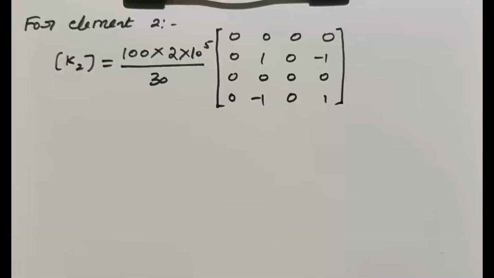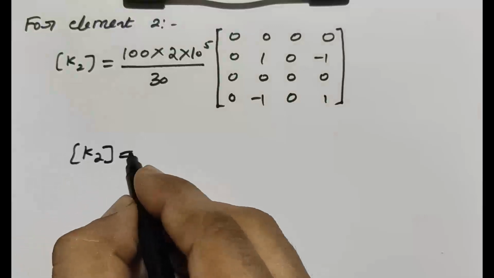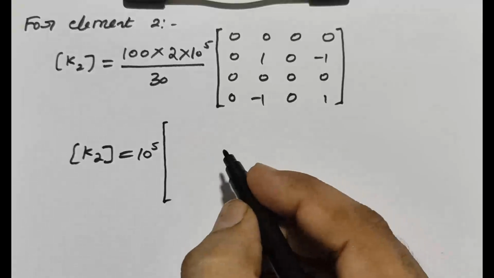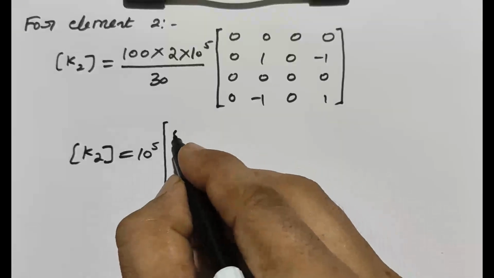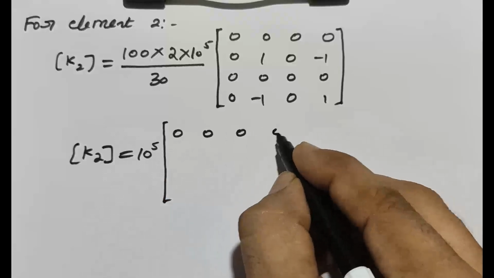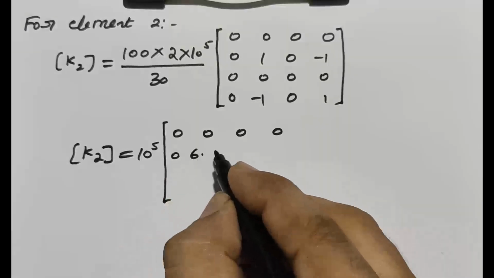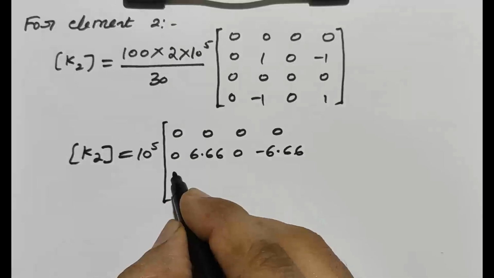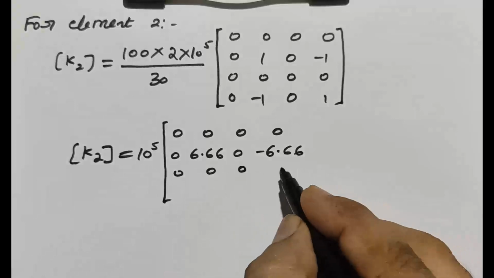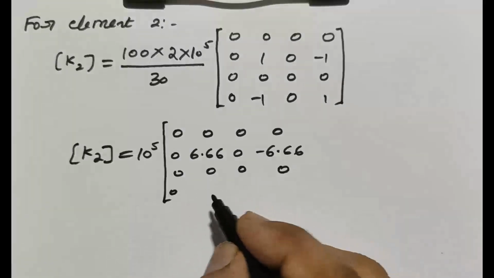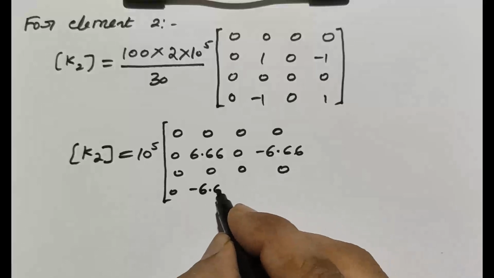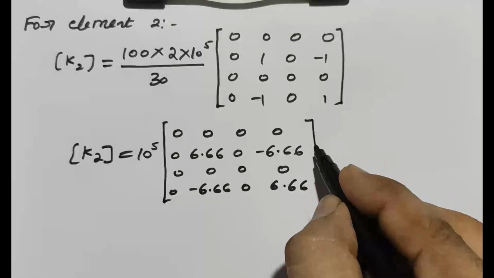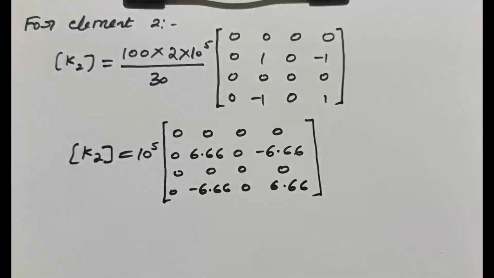Now if you simplify this, we will get K2 is equal to 10 to the power of 5 outside, and inside we will get 0, 0, 0, 0, 0, 6.66, 0, minus 6.66, 0, 0, 0, 0, 0, minus 6.66, 0, 6.66. This is the elemental stiffness matrix for element number 2.